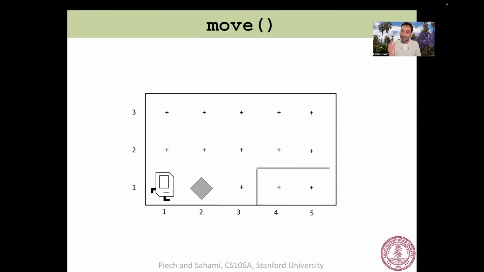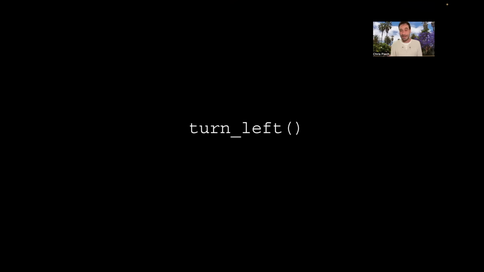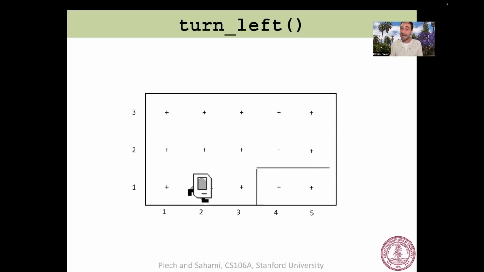The first command that Karel knows is move. And you know what move does. If Karel's standing on a square and you call the move command, Karel just takes one step forward. So there you go. Karel just moved. Next command for you to learn is turn left. And that does exactly what you expect. When we say, hey, Karel, can you turn left? And you execute the command turn left.